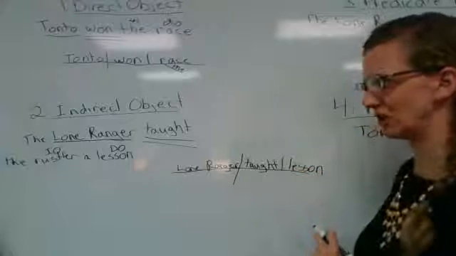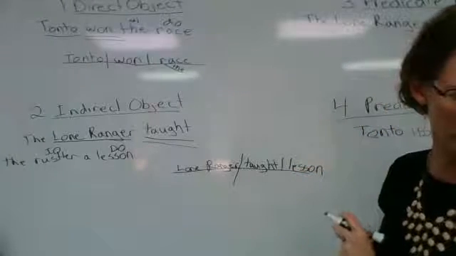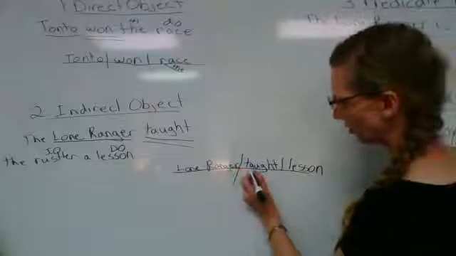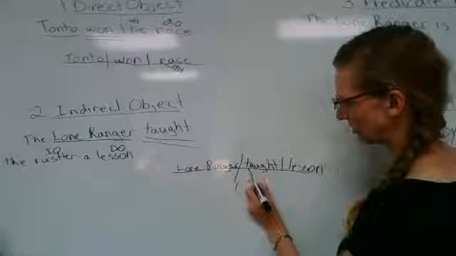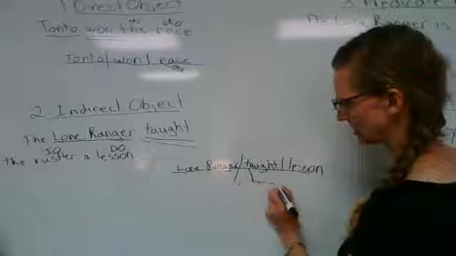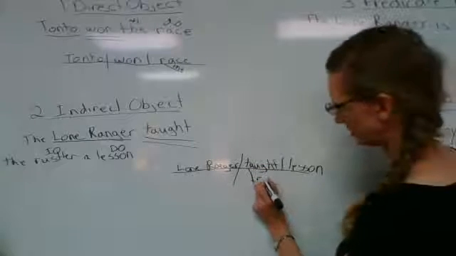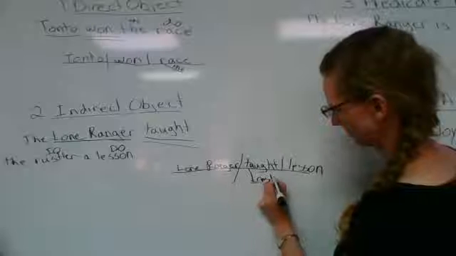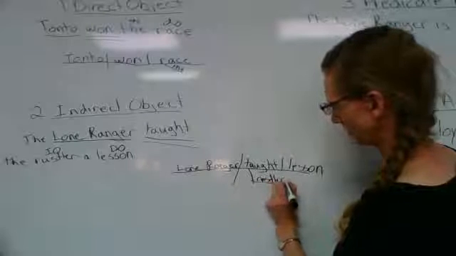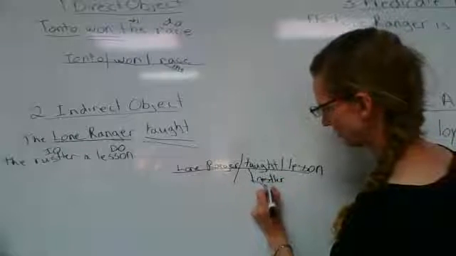To whom did he teach it? To the wrestler. Now remember, the indirect object comes under your verb. And you do it just like you would do a prepositional phrase, but there's not a preposition. So taught, wrestler, and then the describes wrestler, so that comes under wrestler.